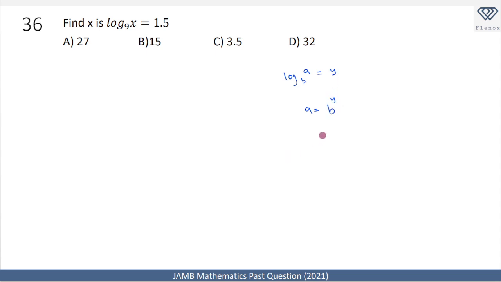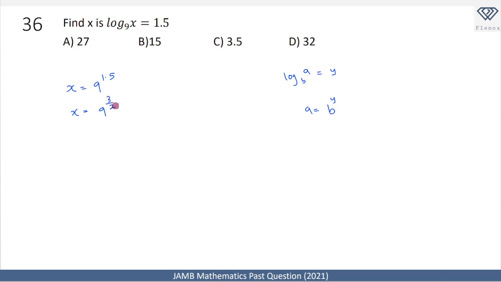Applying that same concept, this crucial law of logarithm, this is the same thing as saying x equals 9 to the power of 1.5. Now 1.5 is the same thing as 3 over 2.